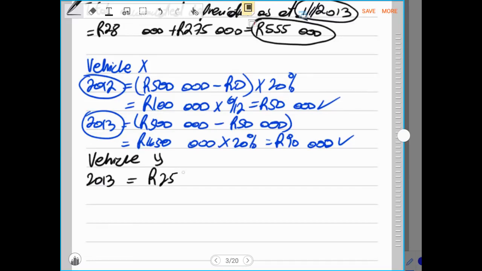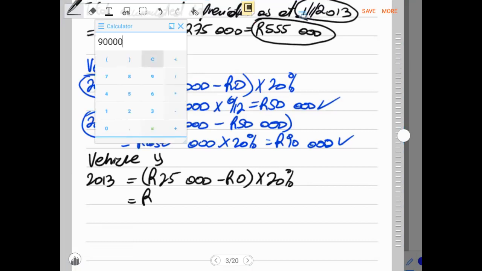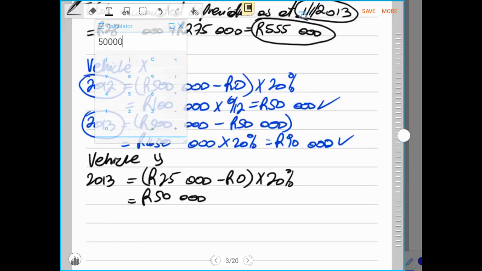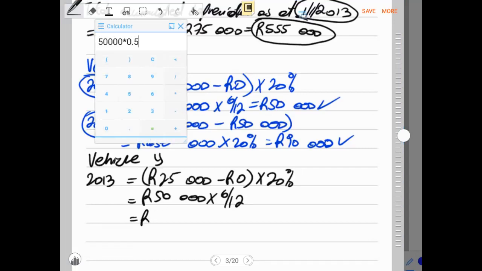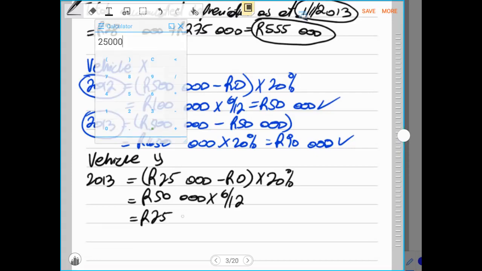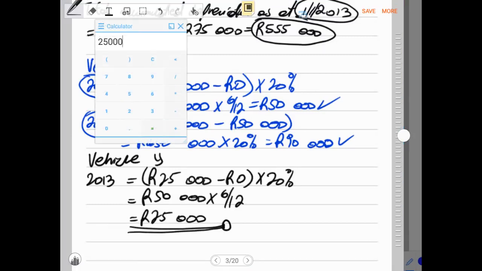In the year the asset is bought, there will be no accumulated depreciation. So now we have nothing to subtract because vehicles, remember, they are using the diminishing balance method. So we multiply this by 20% and we find out that the depreciation for the full year 2013 is 50,000 for the full year. But now we need it only for 6 months because this asset was in the business only for 6 months. So if we multiply this by 6 over 12, which is 0.5, it will give us 25,000. Remember, 0.5 is half and 6 over 12 is also half.